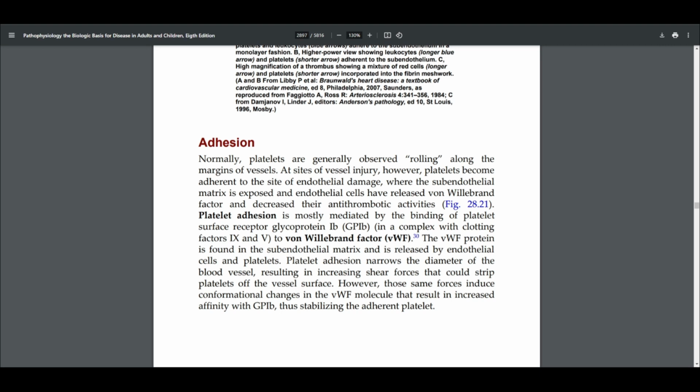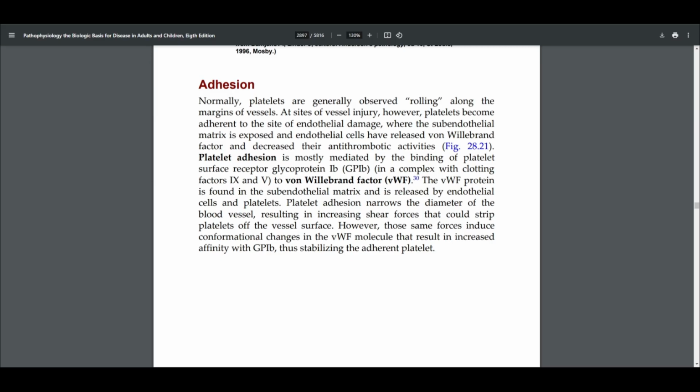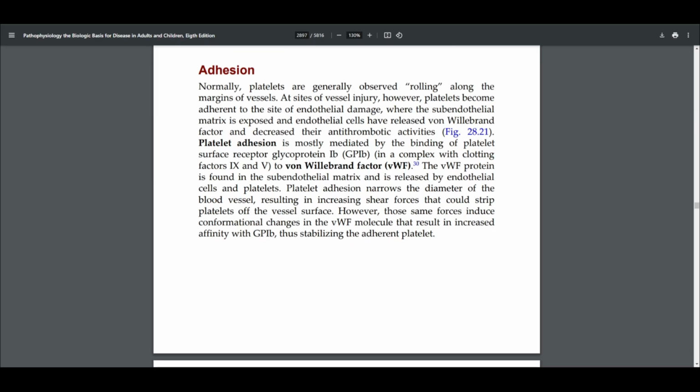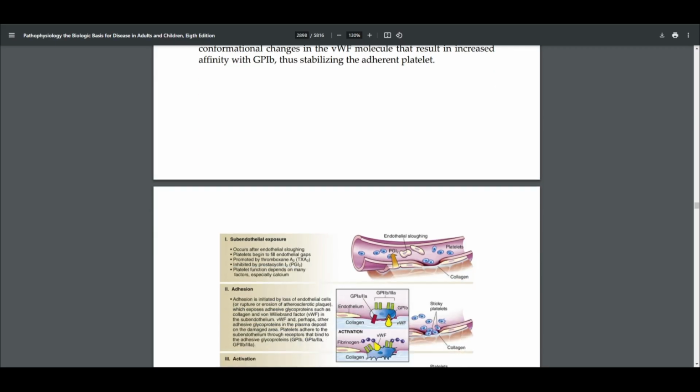Platelet adhesion narrows the diameter of the blood vessel, resulting in increasing shear forces that could strip platelets off the vessel surface. However, those same forces induce conformational changes in the von Willebrand factor molecule that result in increased affinity for GPIb, thus stabilizing the adherent platelet.